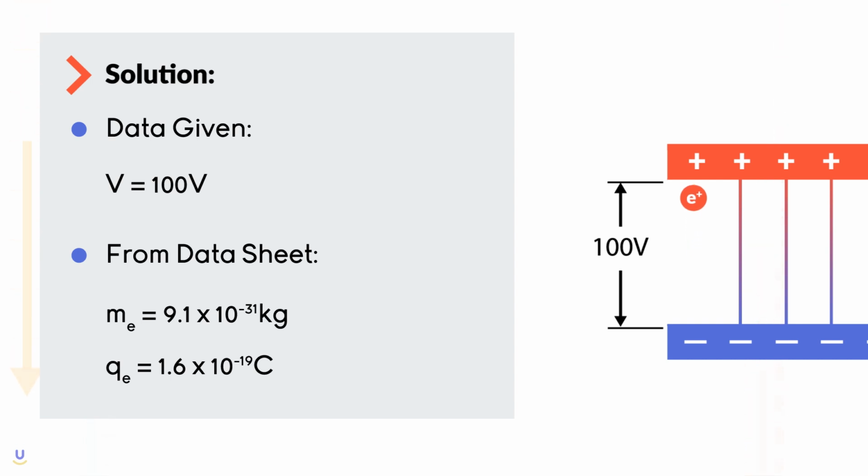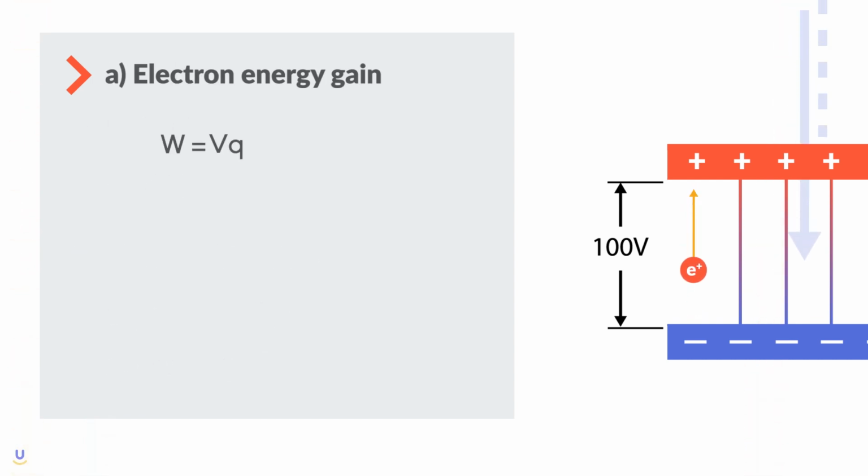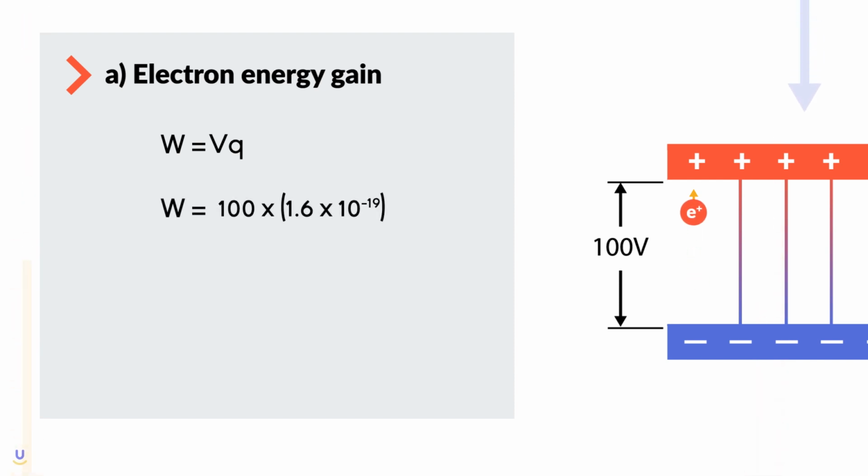So for A, to find the electron energy gain, we can use the formula W is equal to VQ. Since we know the voltage and charge, by substituting the values in, we get W is equal to 100 into 1.6 times 10 to the power of negative 19. Therefore, the work done is equal to 1.6 times 10 to the power of negative 17 joules.